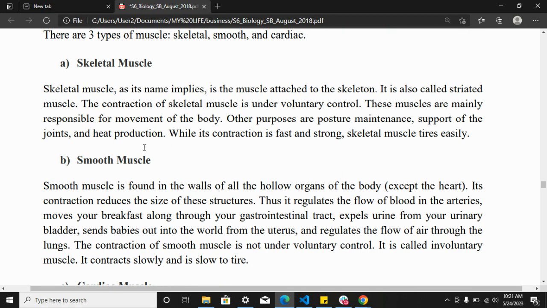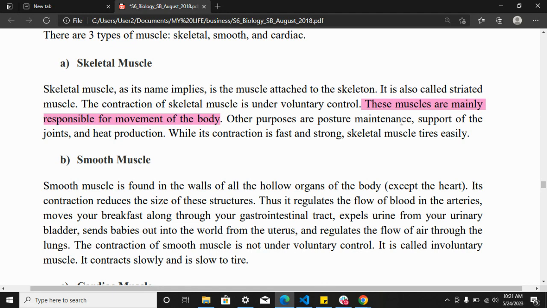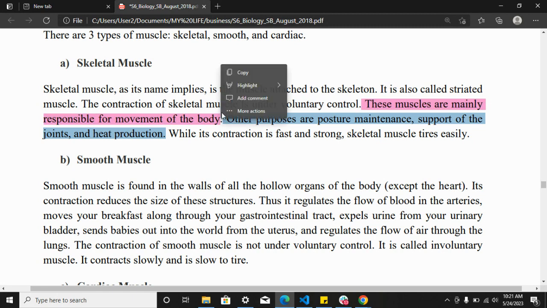So these are mainly responsible for movement of the body. That's what I was saying. Skeletal muscles are for movement and maintaining movement of the body. Other purposes they have are maintaining posture, supporting the joints, and producing heat, to keep an organism warm, if we can say it that way.